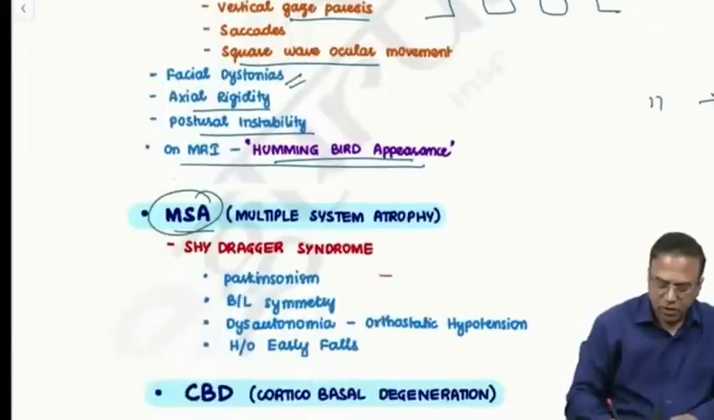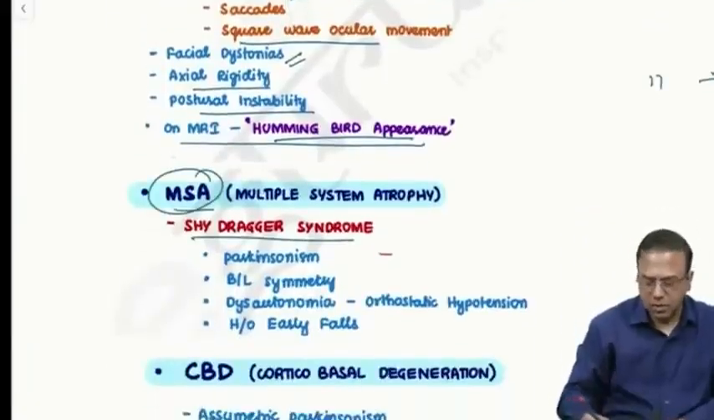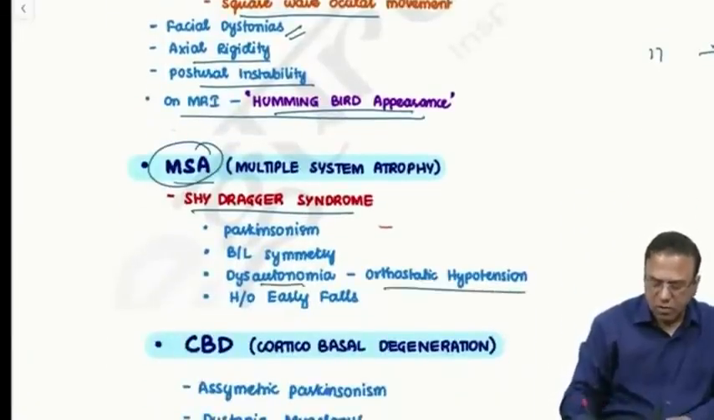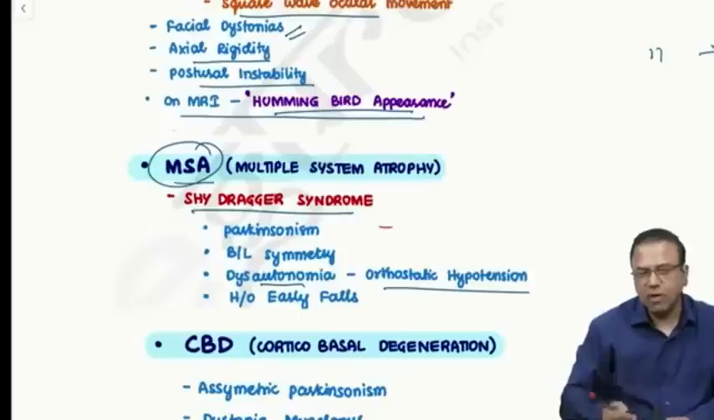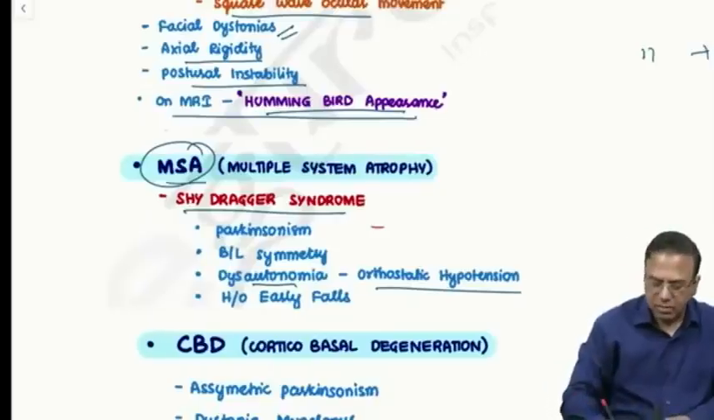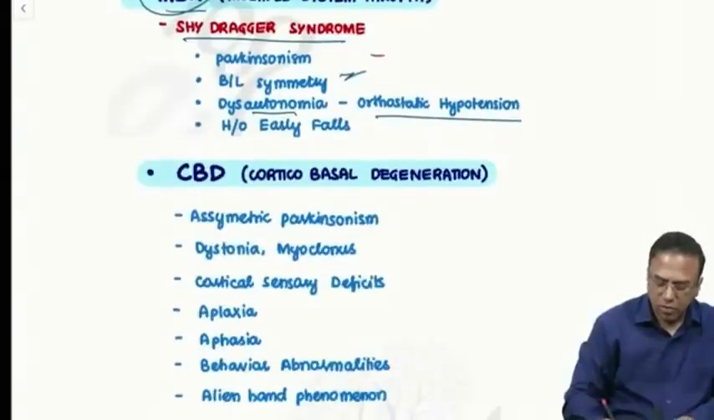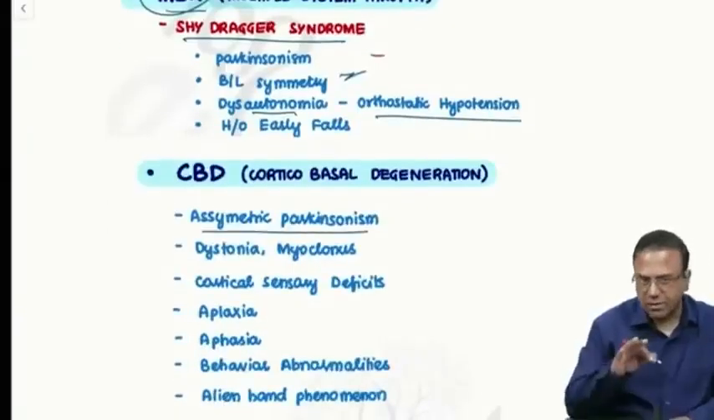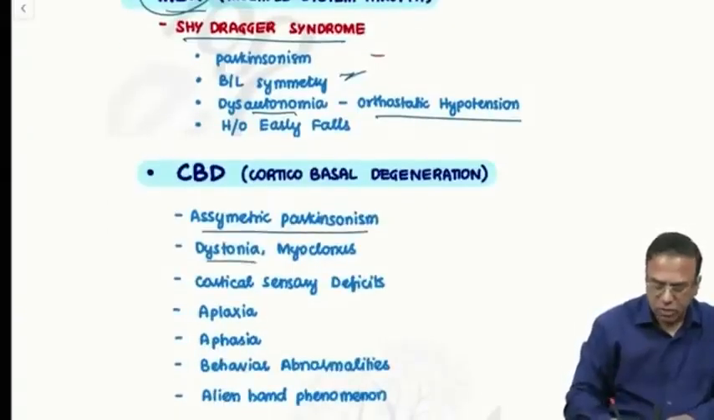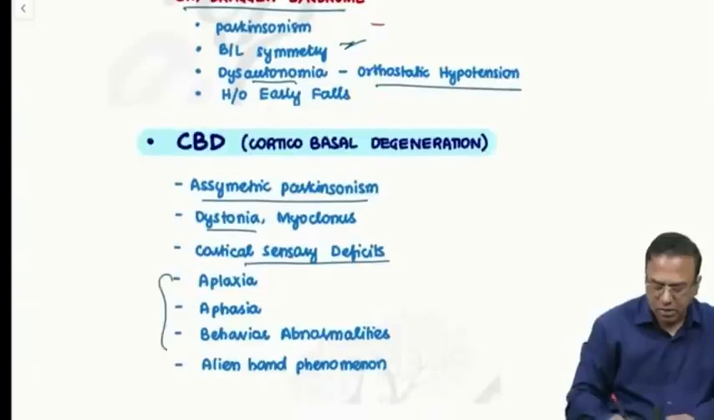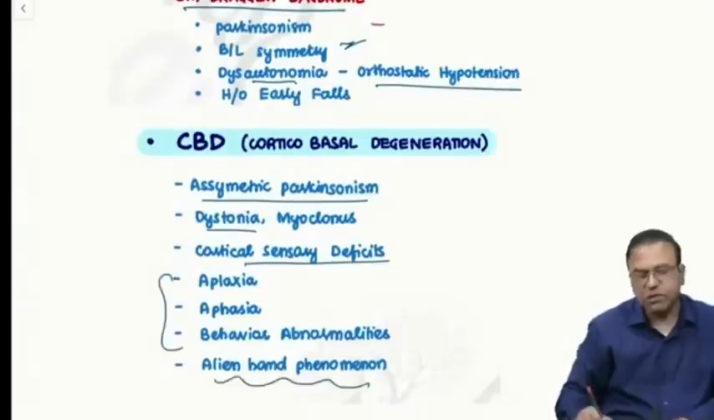Multiple system atrophy is also called Shy-Drager syndrome. Very early severe autonomic dysfunction should occur within a year of Parkinsonian features. Again, this is bilaterally symmetric. Corticobasal degeneration is asymmetric, just like Parkinson's. These patients will have dystonia, sensory problems, they may have other cortical problems, but the classical feature is alien limb phenomena.